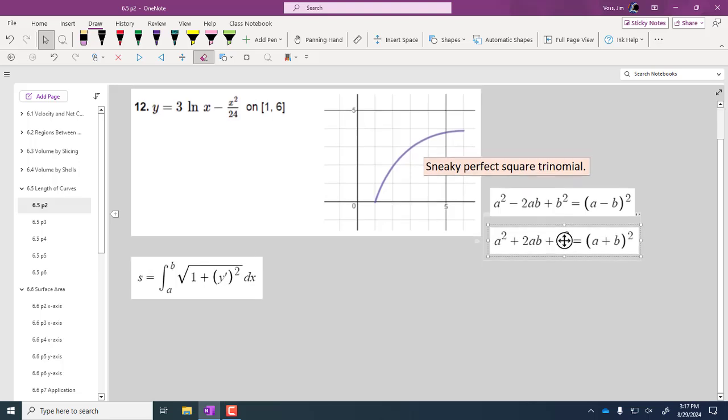So just keep that in the back of your mind. If we did something to only change the sign of this middle term, then we just factor it with a plus instead of a minus. So keep that in mind.